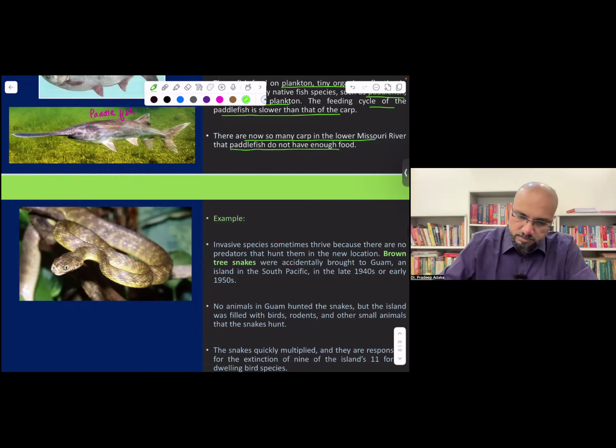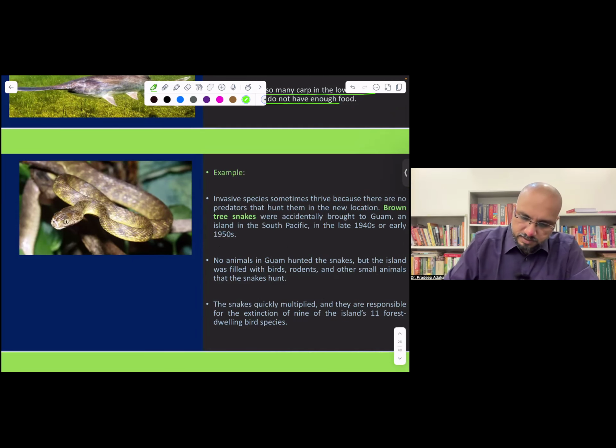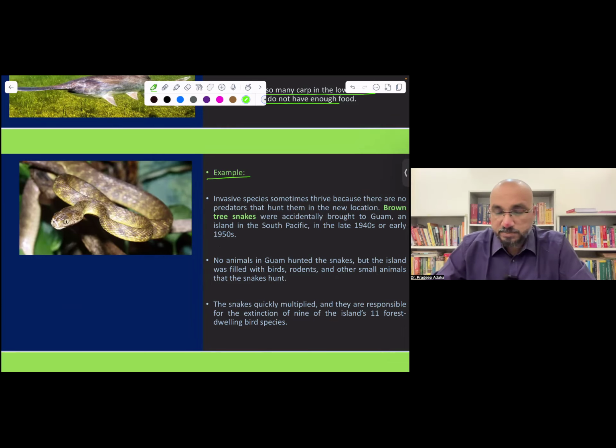Another example here is of your brown tree snakes. These brown tree snakes were introduced accidentally into Guam. So you know Guam, it is an island in the Pacific Ocean.